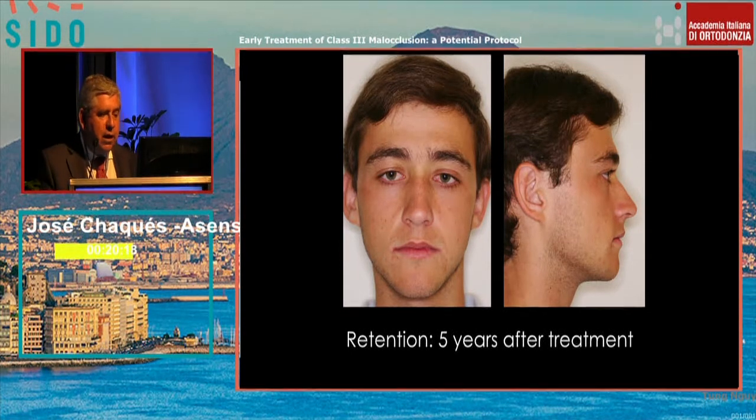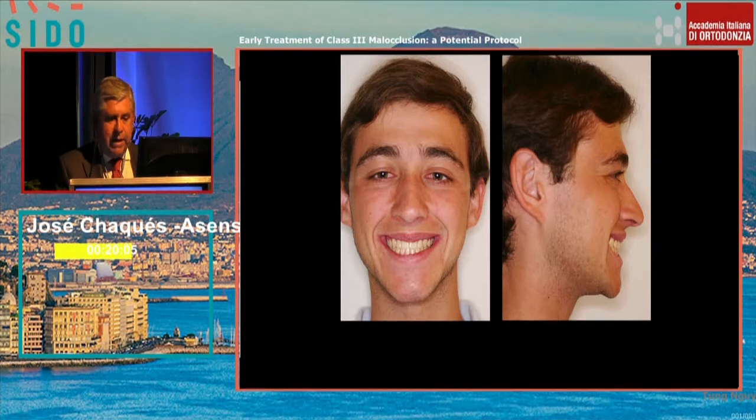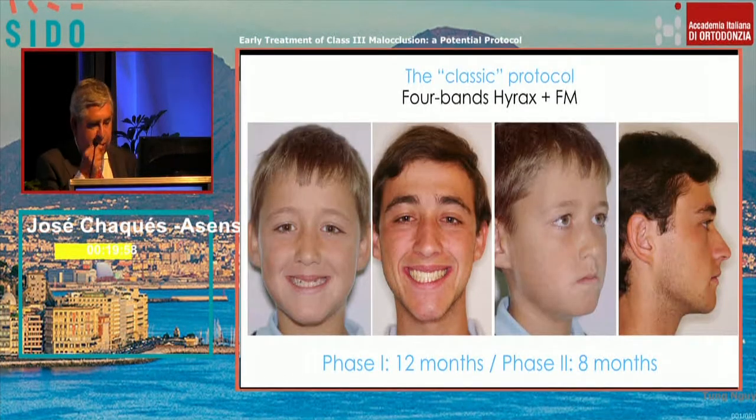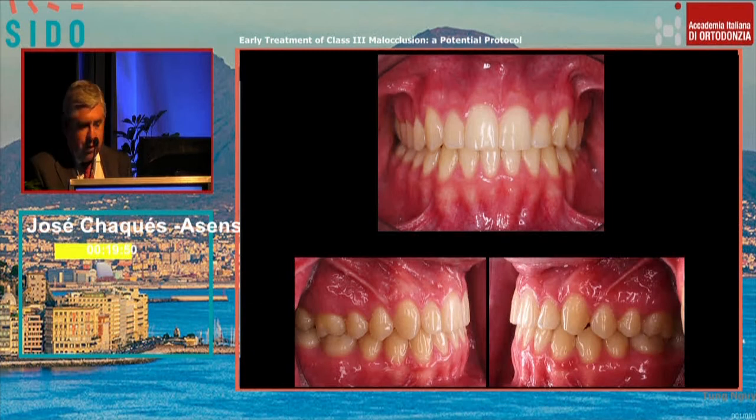because the major issue is whether or not the results are going to be stable. So we want to see what happened 5 years after the second phase of treatment, and the face looks quite balanced. And of course, upon smile, all class 3s look more class 3. So here we reveal the chin is a little bit projected, maybe, but the resolution of the case is favorable. So we see a combination of phase 1, 12 months, phase 2, 8 months. And the occlusion is nice and stable through time.